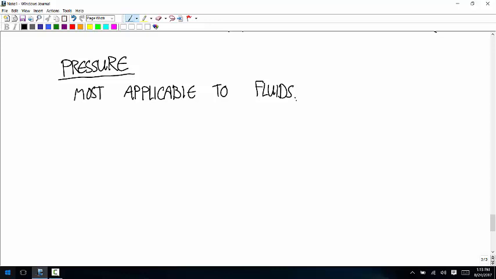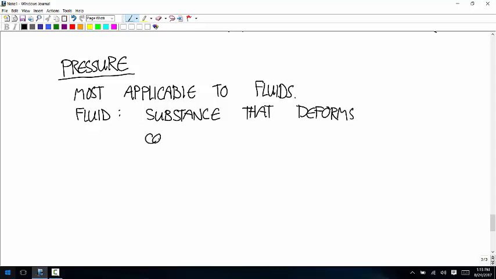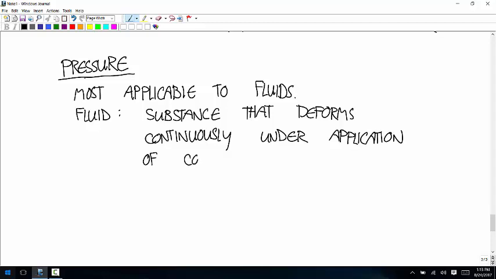And fluid is anything, so fluid: a substance that deforms continuously under the application of a constant shear force.